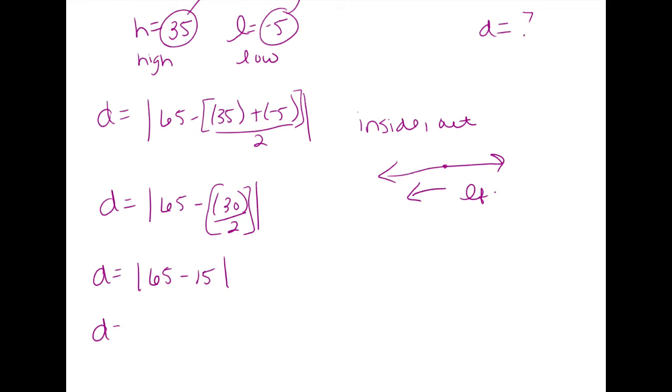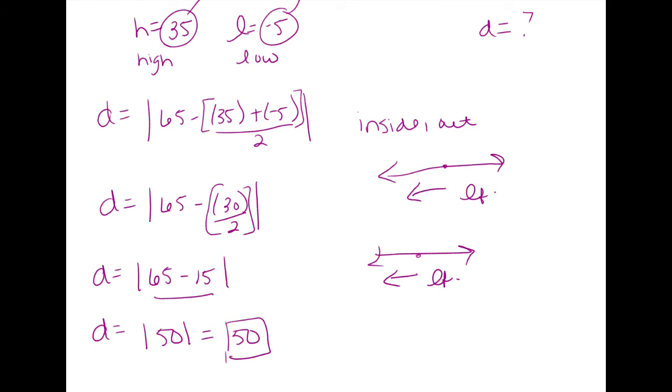And now I'm going to do my final subtraction, which is just regular subtraction. Of course subtraction on the number line moves left. And I'm going to get the absolute value of 50. Now the absolute value takes the positive of any number, but in this case it was already positive. So my degree day for this problem is 50.